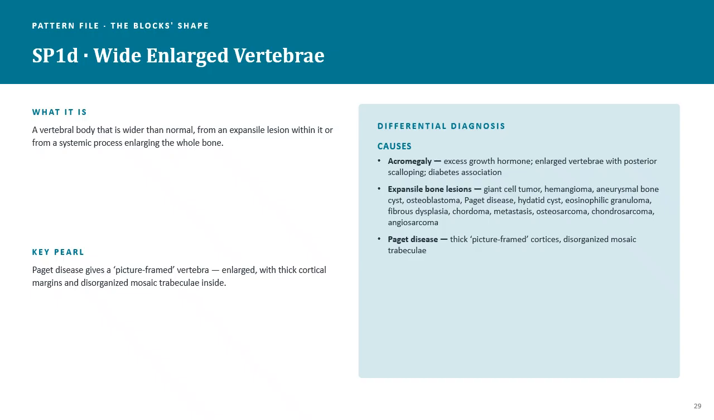So again, there are so many shape categories that we've talked about so far, and there's a few more that we have to talk about. But again, the vertebral body for this one is too wide. So we're going to ask ourselves, is it the bone overgrowing itself, or is there something inside of the bone that is actually expanding it from within?